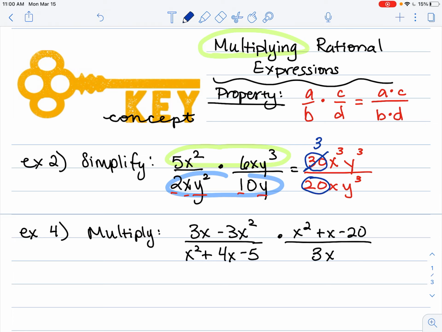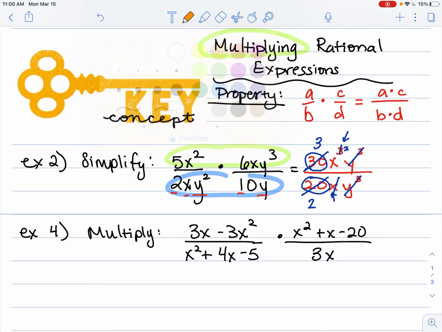And if I divide 20 by 10, it leaves me a 2. Same thing here. If I know I've got 3 x's on the top and 1 x on the bottom, one of the x's from the bottom will cancel out with one of the x's from the top and leave me 2. And then we've got 3 y's on the top and 3 y's on the bottom, which will cancel both out from each other.